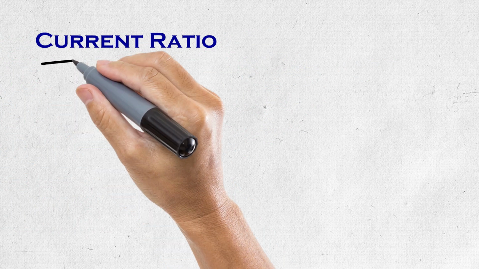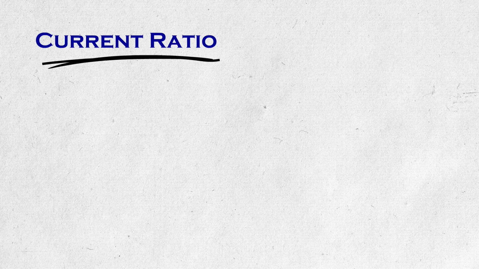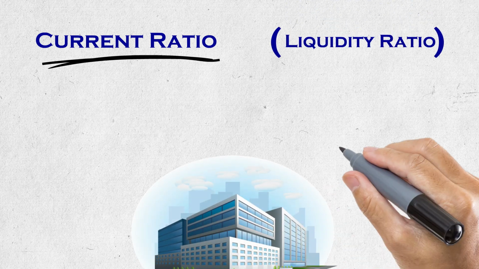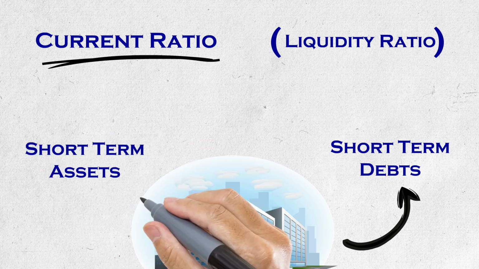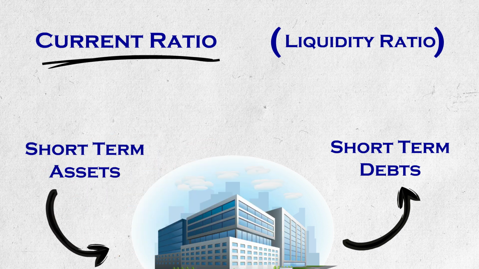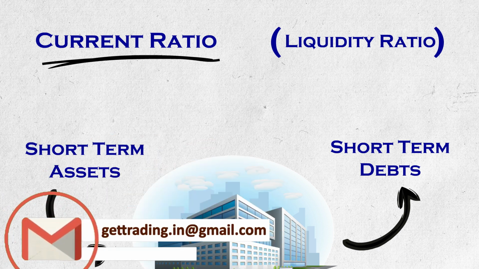First, what is current ratio? The current ratio is a liquidity ratio that measures a company's ability to pay its short term debts and obligations, that is, those which are due within 1 year, with its short term assets, that is, those which can be liquidated within a year. This ratio is used to assess a company's short term liquidity.